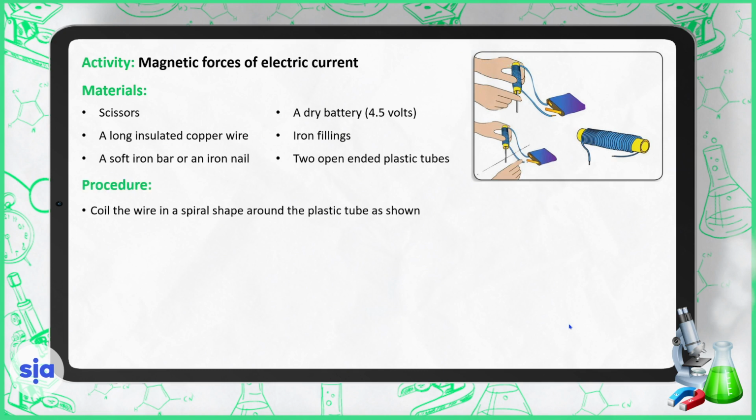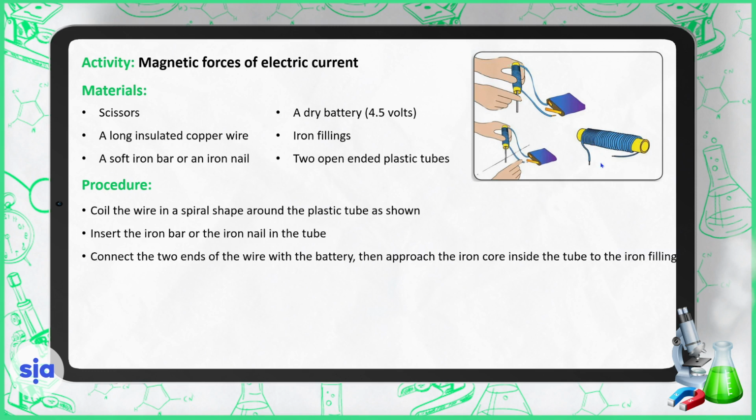What we are going to do is coil the wire in a spiral shape around the plastic tube as shown. Look at this copper wire. It is coiled around the plastic tube. And then we are going to insert the iron bar or the iron nail in the tube. We're going to connect the two ends of the wire with a battery. Then approach the iron core inside the tube to the iron filings.